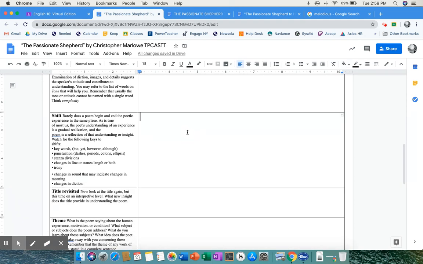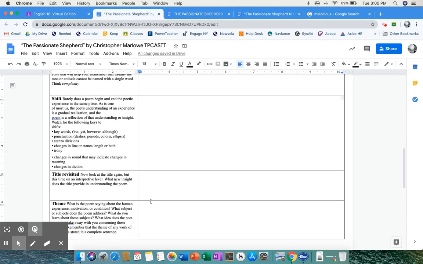Shift. A shift is basically anytime the poem changes. So there might be keywords, things like but, yet, however, although, those will usually signal shifts. Sometimes punctuation can signal shifts. The change in stanza, change in line length, change in sound, change in meaning. Basically, a shift is any time where the author is shifting the focus of the poem, and you've got to think about why the author's doing that. Because usually, well, no, always, the author's not just going to do that just for fun. There's a reason, so you need to figure out what that reason is.